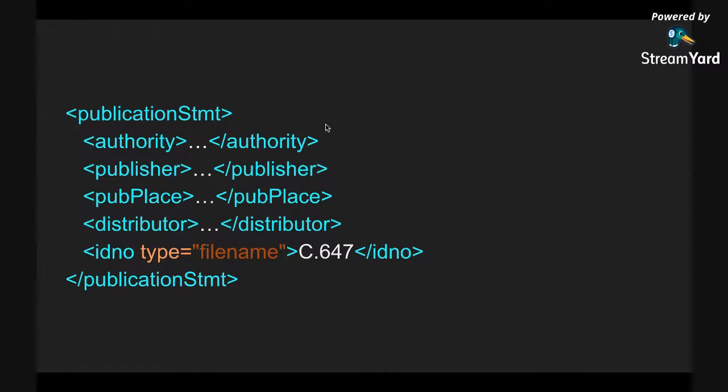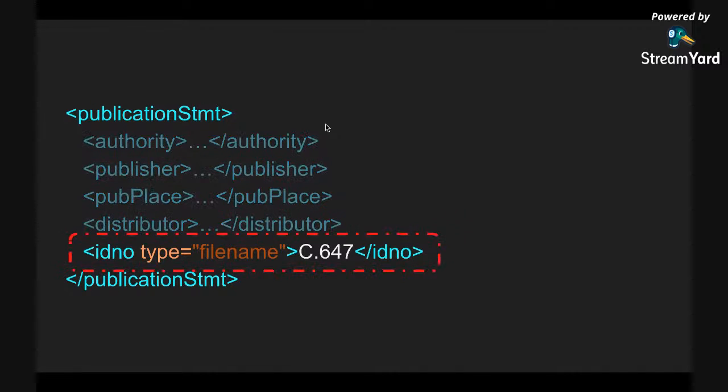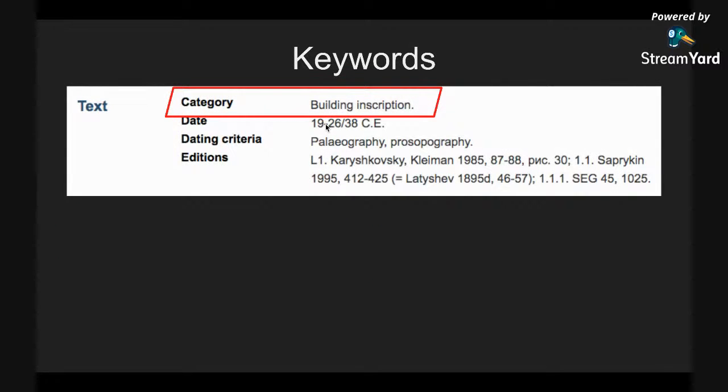But the most important thing, regardless of whether or not you talk about the authority, the publisher, the distributor, and so forth, is to have this IDNO. IDNO type file name is very, very useful for, again, if your EpiDoc file ends up being used by someone outside of the context of your corpus.